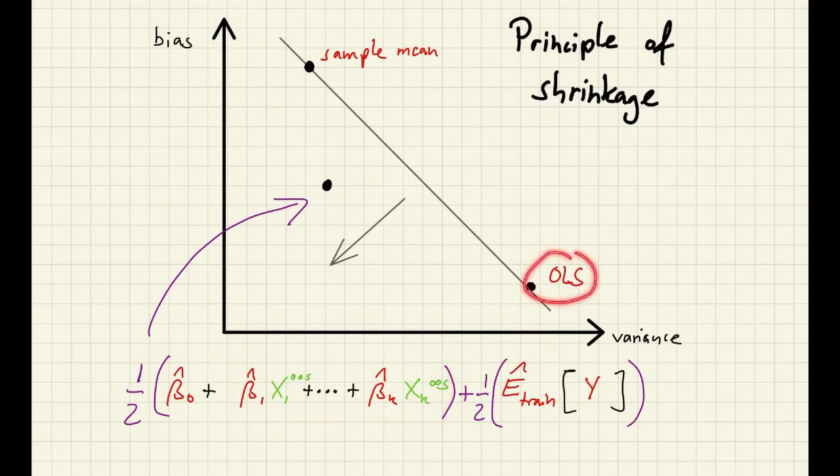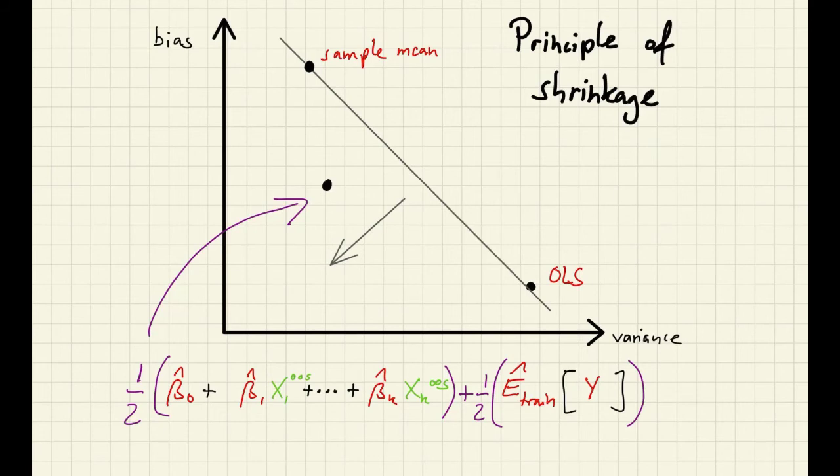When we're using all S, then the slope coefficients were beta 1 hat through beta k hat, but now the slope coefficients in our combined model are actually beta 1 hat divided by 2, and all the slope coefficients divided by 2, so they are shrunken to be closer to 0.